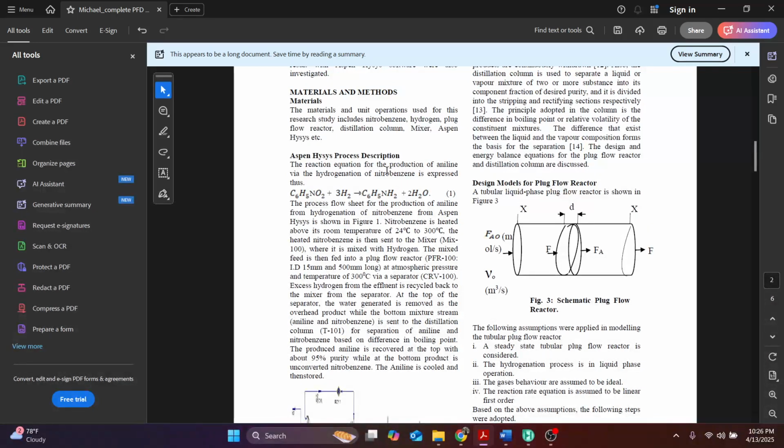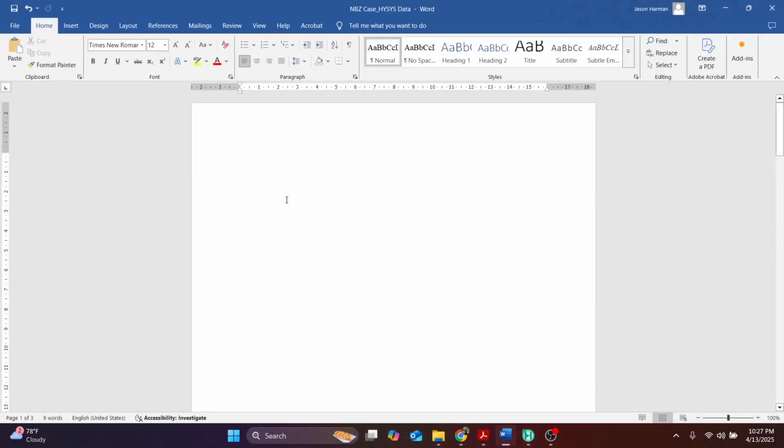We'll only be using the main reaction compounds: nitrobenzene, hydrogen, the product we want, which is aniline, and the side product, water, because this hydrogenation reaction leads to a condensation of water. So we'll have this component list: NBZ, H2, aniline, and water.